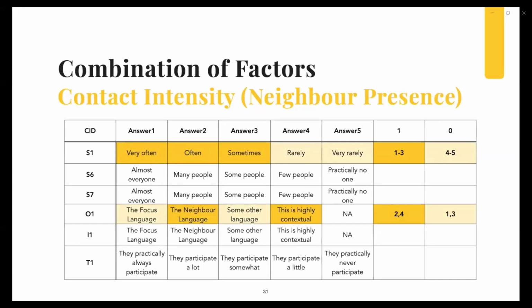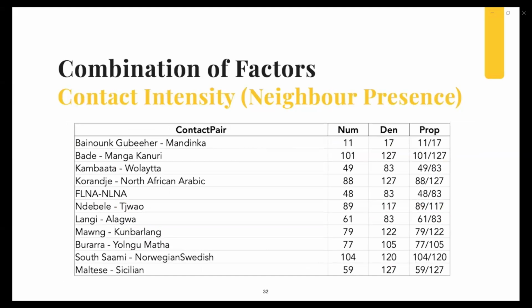You may have seen something similar in Caius's talk looking at the linguistic variables, where we can produce a numerator-denominator value for each language pair to demonstrate just how intense contact is. So for this first language pair, Finno-Ugristik and Mandinka, we have 11 yes neighbor presence answers to a possible 17 questions. So we had 6 no's. So Finno-Ugristik and Mandinka end up with a proportion of 11 to 17. If we look at the South Sami and Norwegian Swedish, second from the bottom, we have 120 possible answers, of which 104 were yes to neighbor presence.